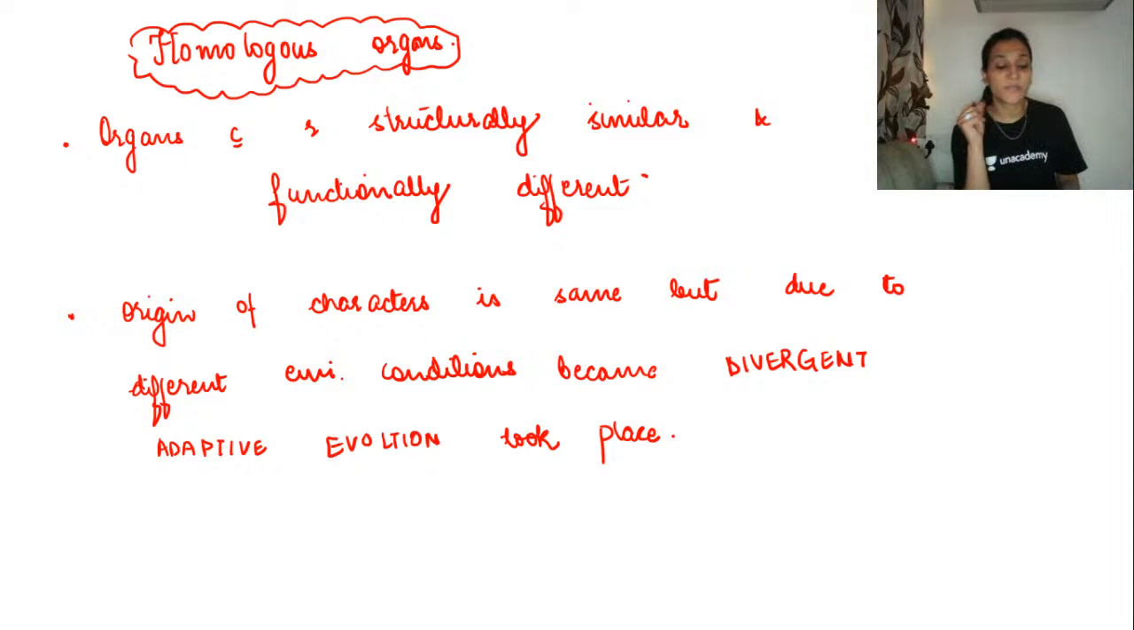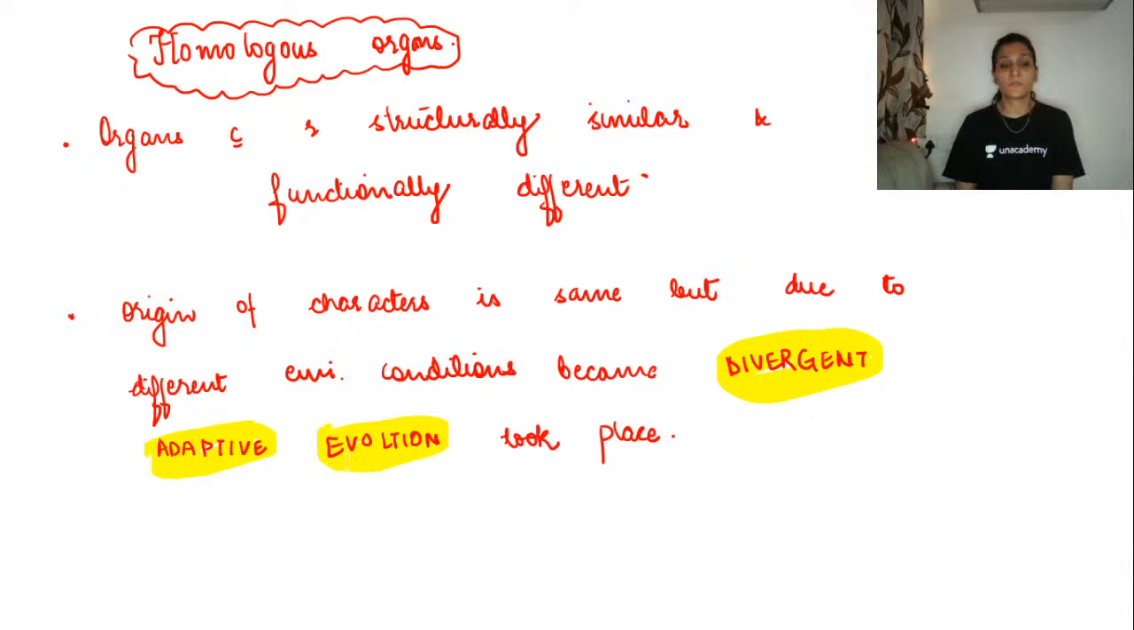This is the thing which is related to homologous organs. The origin of the characters is same. The organs are similar in their origin. Because of the environmental condition, because of the need of the time, because of the selective pressure, they are now divergent in their function. So this is called divergent adaptive evolution. So this is how we see homologous organs.